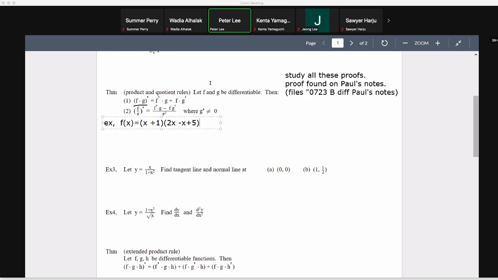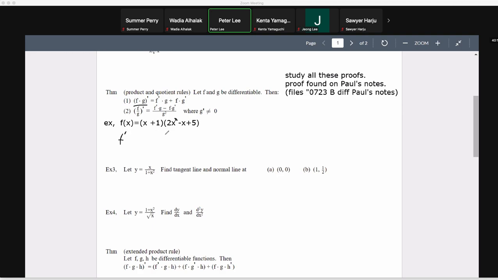But you know what? Should I make this example a little bit simpler? Maybe I should. Let me undo this. How about if I just do x plus 1 and put a square here? Let's say f of x equals x plus 1 times 2x squared minus x plus 5. So how do you take the derivative? What is f prime of x?